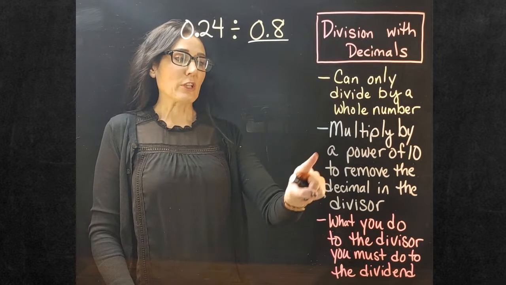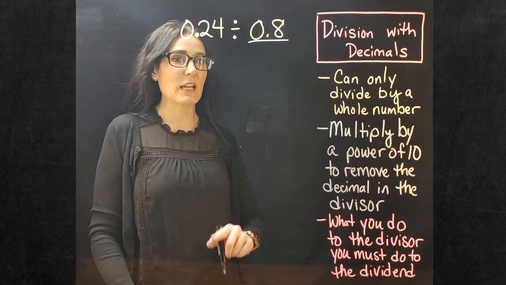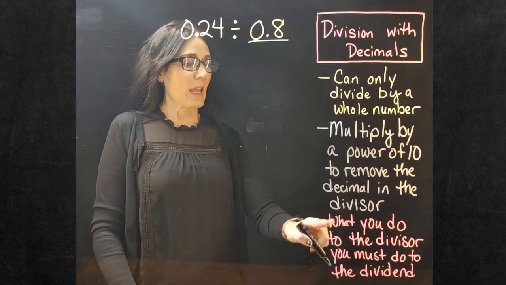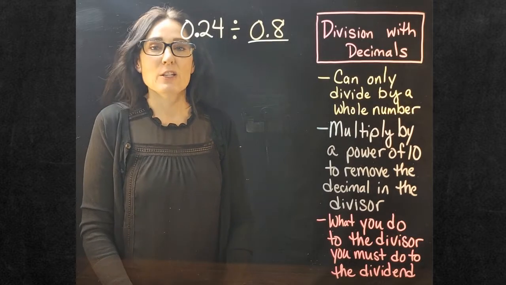To do that, we're going to use a power of 10 and multiply both digits by a power of 10 so we can remove the decimal. And then what you do to the divisor, you have to do to the dividend. So let's take a look.